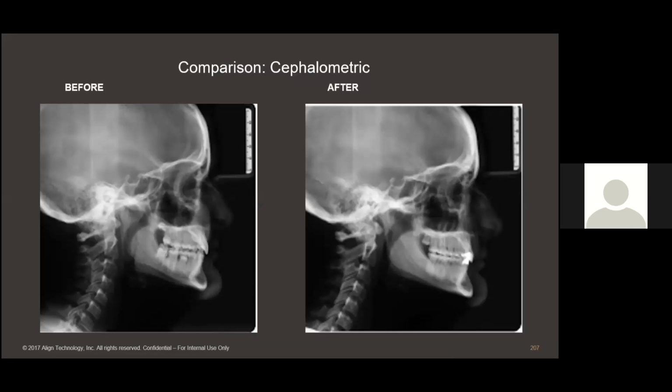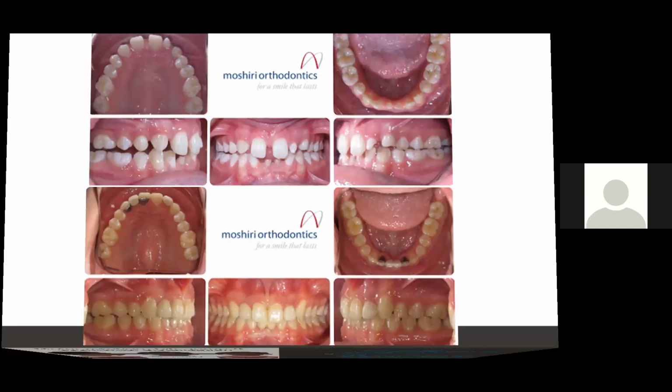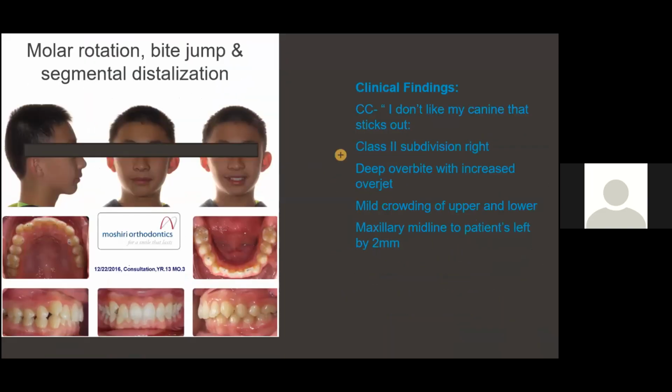Pre and post treatment for this patient, Ceph-wise. And again, pictures. What I hope to show you here is kind of an evolution of attachment design so you can see what does not work and what does work.